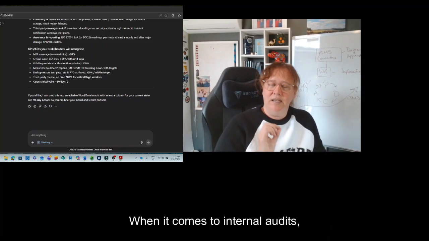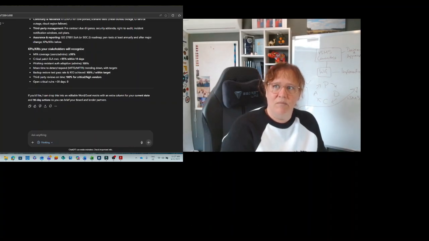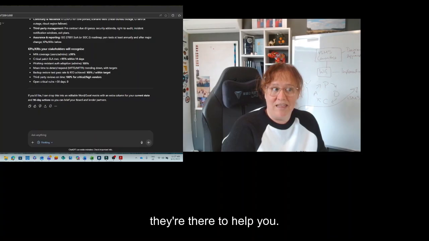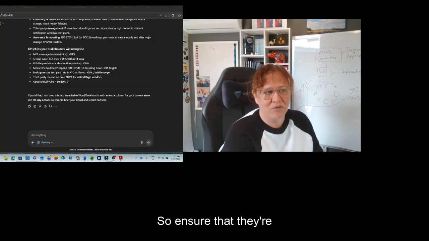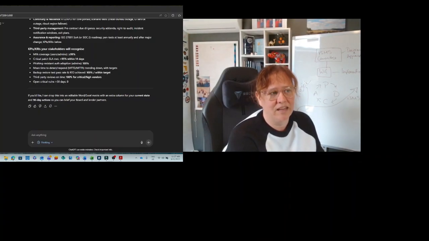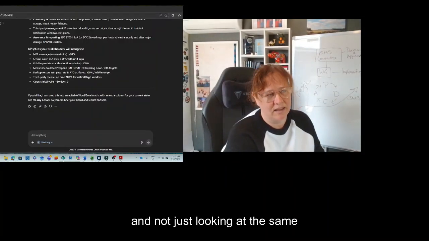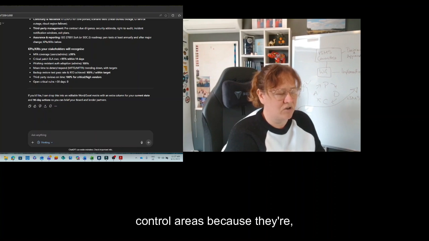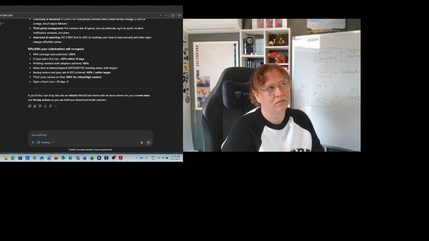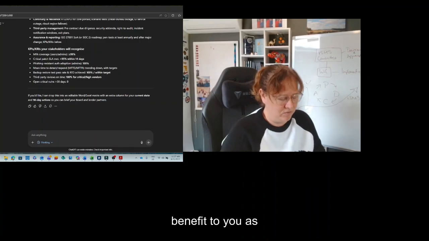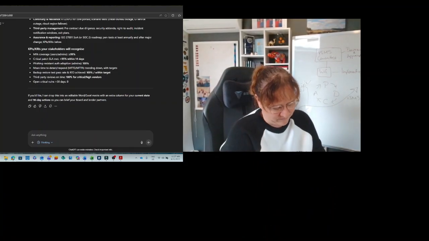When it comes to internal audits, if you're using an external auditor, they're there to help you, so ensure that they're covering off the most important controls each time, and not just looking at the same control areas, because it needs to be of value and give benefit to you since you're paying them for that.